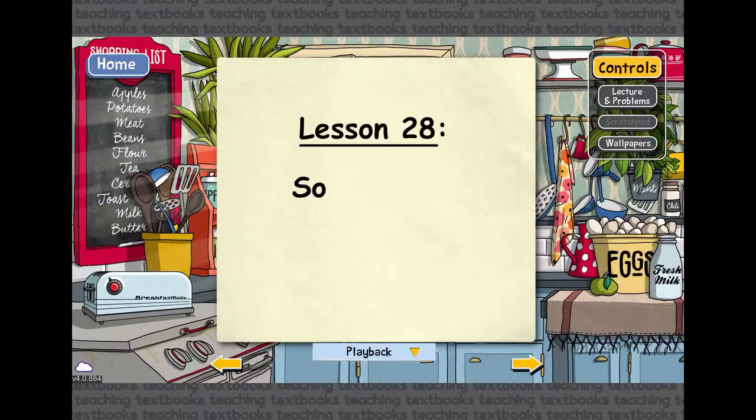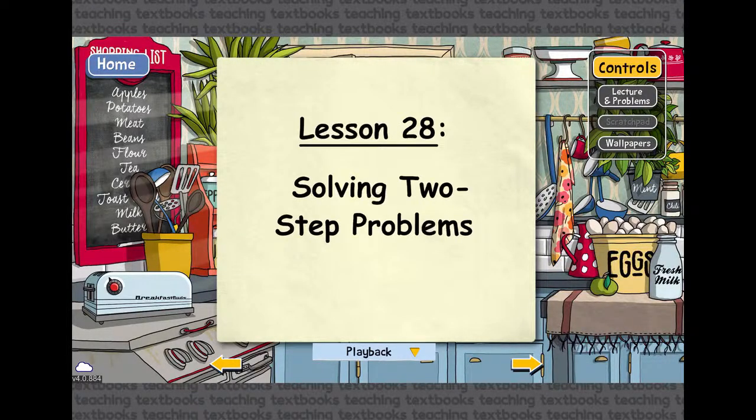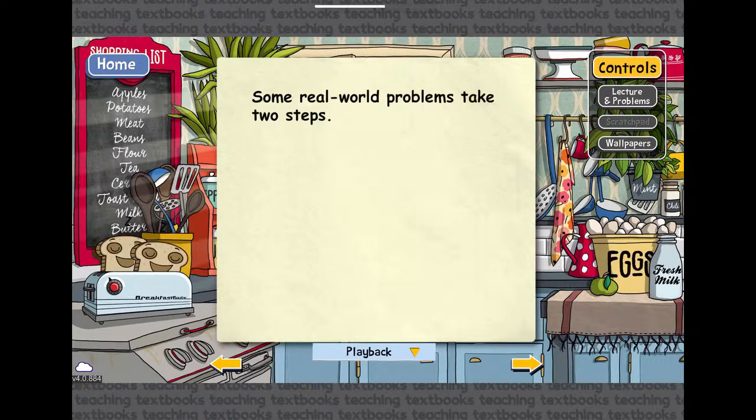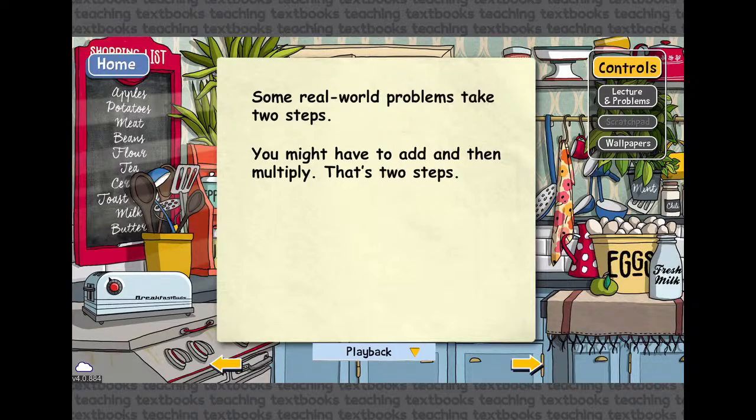Lesson 28, Solving Two-Step Problems. A lot of real-world problems are kind of hard because it takes 2 steps to do them. Maybe you have to add 2 numbers, and then you have to take that sum and multiply it by something. That's 2 steps. Let's go through a 2-step example.